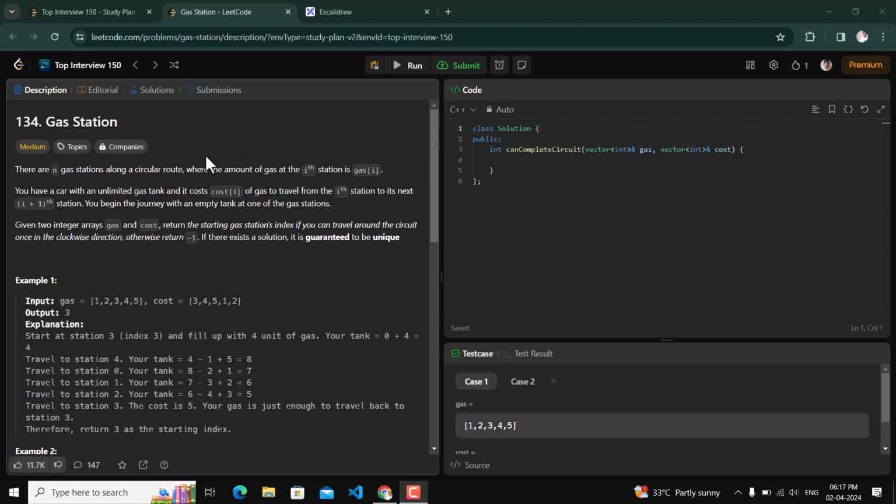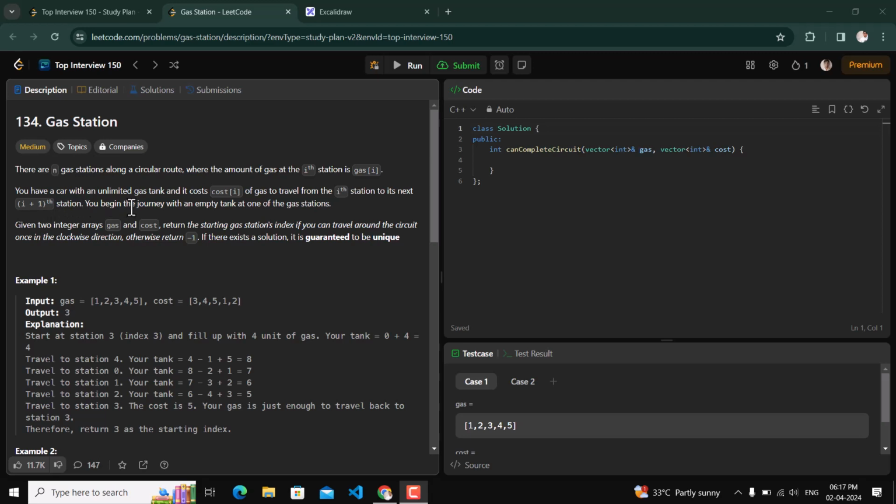Hello guys, today's question is gas station. What is given in this question is we are given n gas stations along a circular route where the amount of gas at the ith station is gas[i]. We have a car with an unlimited gas tank, so any amount of gas we can store in that, and it takes cost[i] of gas to travel from the ith station to its next, i plus 1, station.